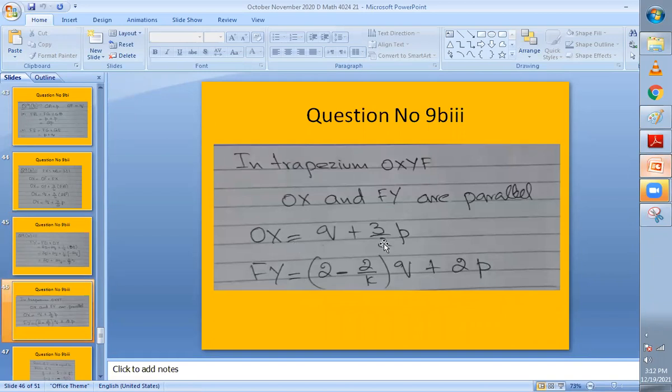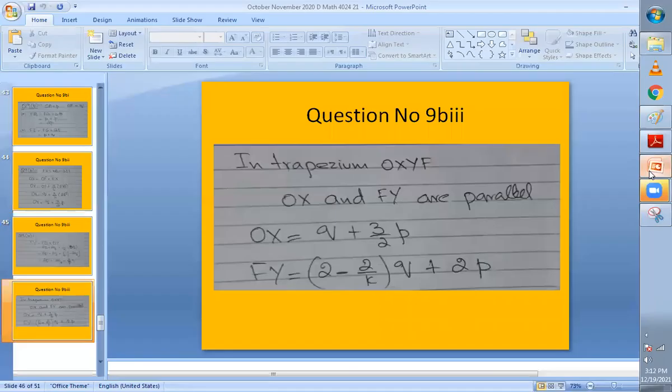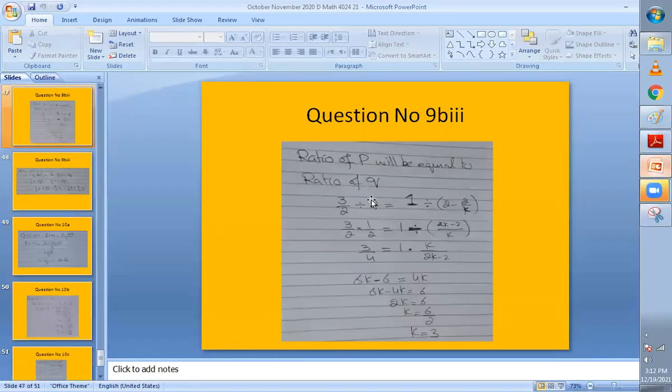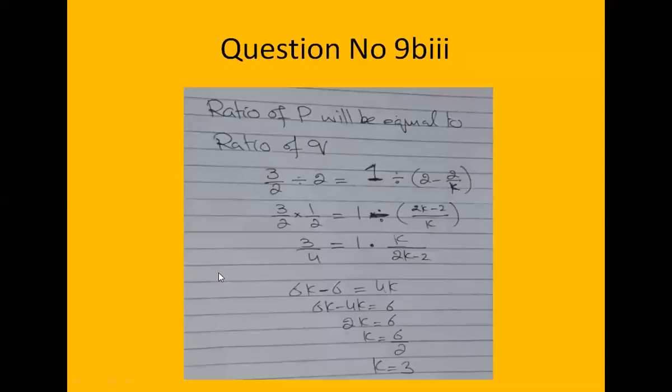If these two lines are parallel, if OX and FY are parallel, then the ratio of the coefficients of the p with each other will be equal to the ratio of the coefficients of the q in both. Let me show you. So the ratio of the p will be equal to the ratio of the q. So 3 by 2 divided by 2 is equal to 1 divided by this whole thing. 3 by 2, convert this divide into multiply, you will have 3 by 4 equals to 1 divided. Take the LCM inside this bracket, so you will have 2k minus 2 divided by k.